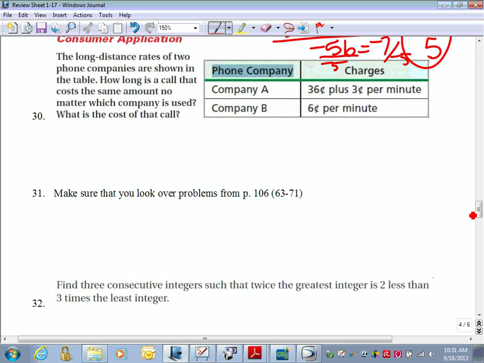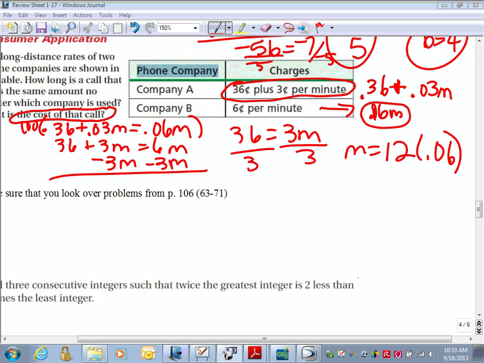Okay, you ready for 30? I don't know that answer, and I don't have a calculator right here. So can somebody, oh, here's one. 0.72? Okay, thank you.